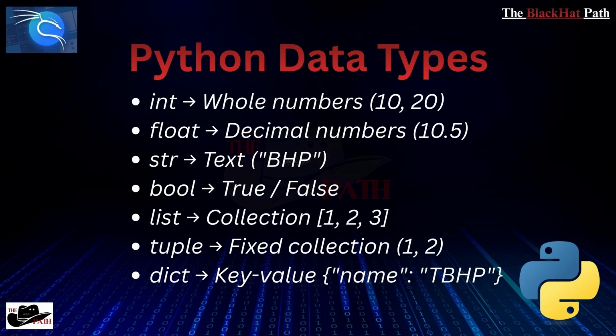Now comes the data types. Data types define the type of data a variable can store. In Python, we use different data types to store numbers, text, and collections. These help Python understand and process data correctly. In Python, numbers are of two main types: integer, which are whole numbers, and floats, which are decimal numbers.